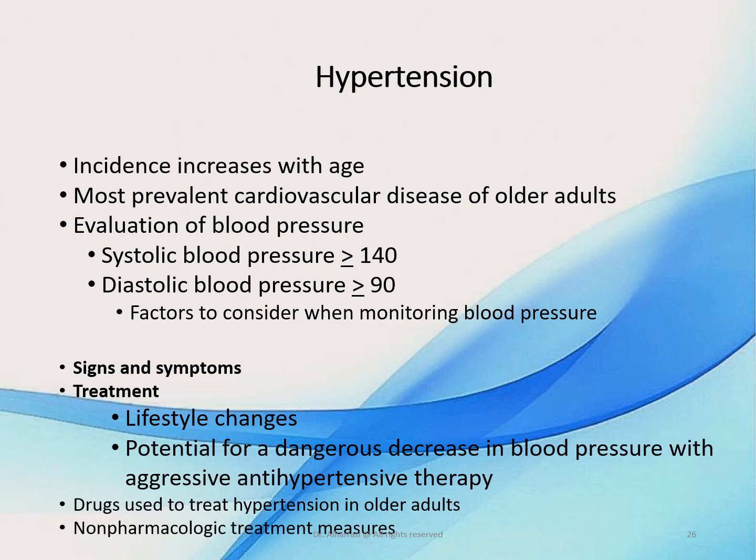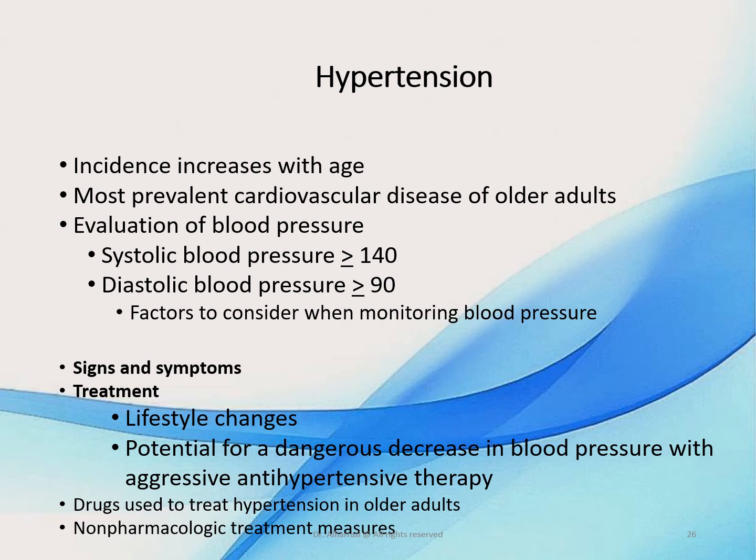One of the most important conditions to talk about when we talk about cardiovascular health is hypertension. As I mentioned, the incidence increases with age. It's the most prevalent cardiovascular disease of older adults, and we need to evaluate it very frequently. The systolic blood pressure should be not more than 140. The diastolic blood pressure should also be not more than 90. Factors to consider when monitoring blood pressure are the age, the body mass index, and also genetics.